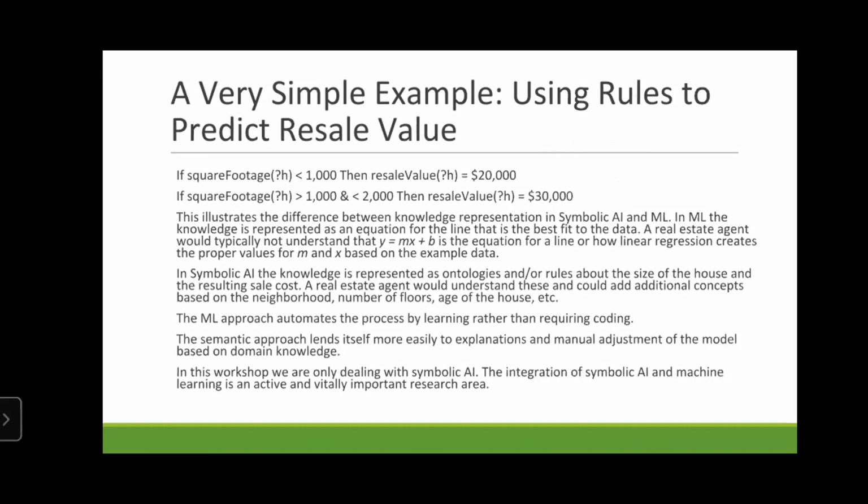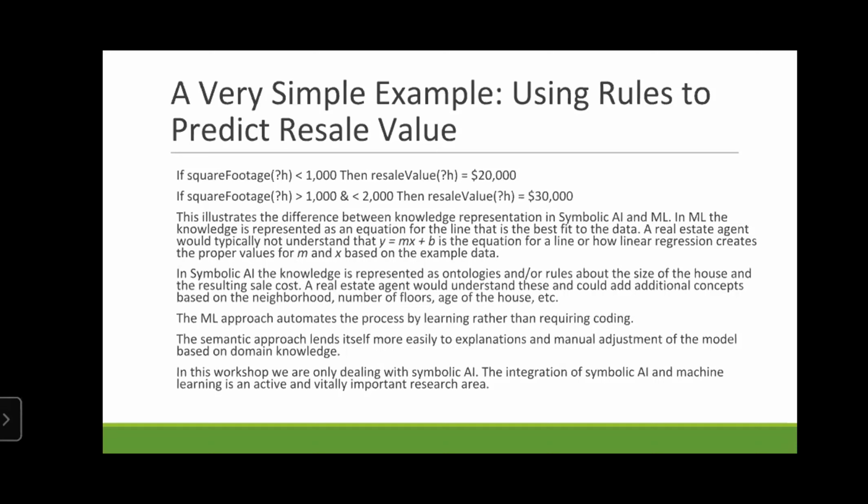Now that contrasts with if we were doing this using rules. We would have rules like, if the square footage is less than 1,000, then the resale value is this. And I obviously just made up these rules. The specifics aren't important, I'm just trying to give the idea. And so this illustrates the difference between knowledge representation in symbolic AI and in machine learning.